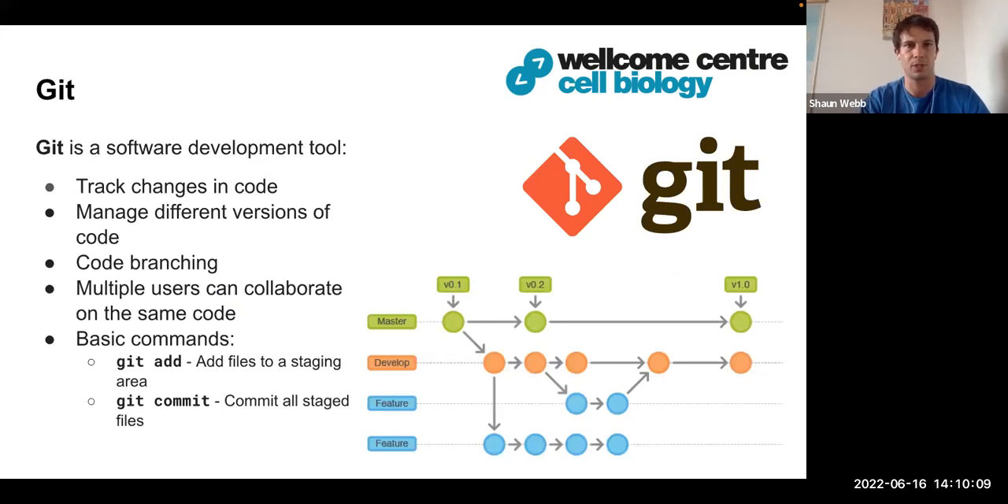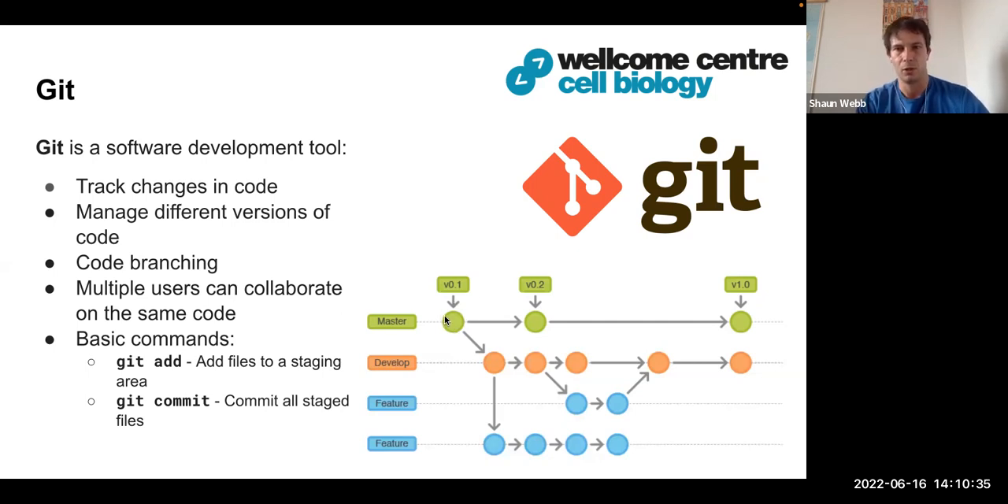The first one is Git. So Git is a command line tool for software development. It essentially allows you to track changes in your code and manage different versions. It also is used a lot in software development where multiple people are collaborating, and allows you to create branches in your code. So there's a small infographic here.